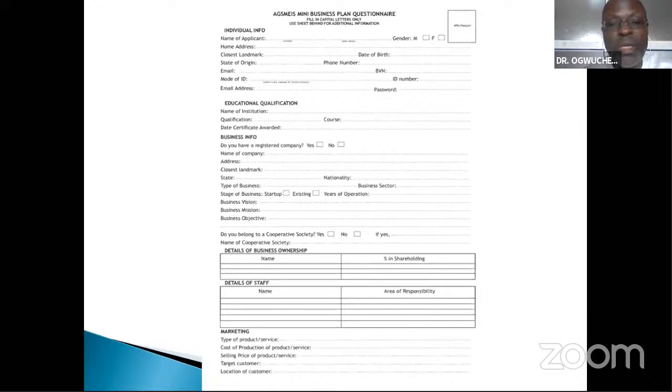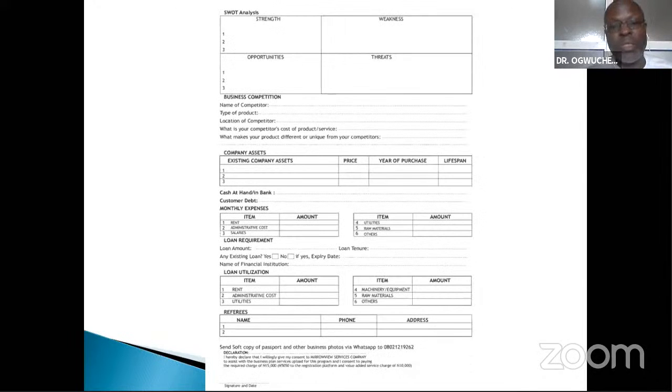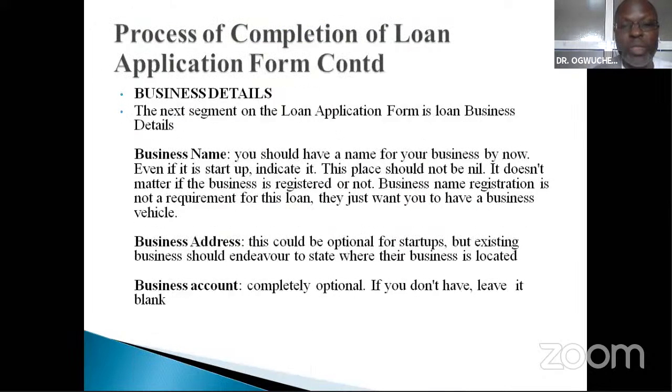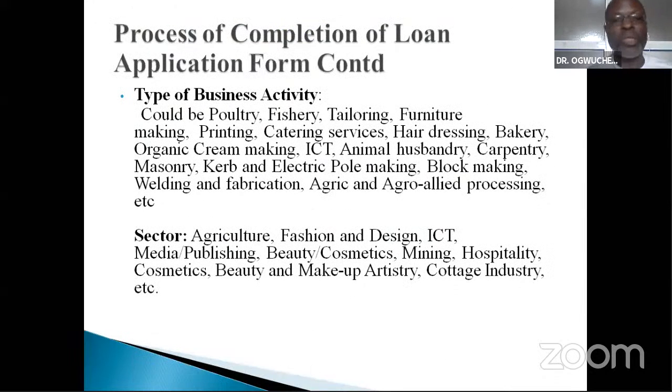Okay, let's look at some of the business types that we have here, so that we'll be able to pick. When we talk about type of business, these are the various types of business activities that we have. If you look on the screen, you see the various types of business activities that we have.